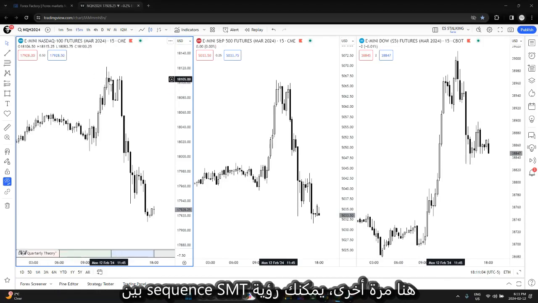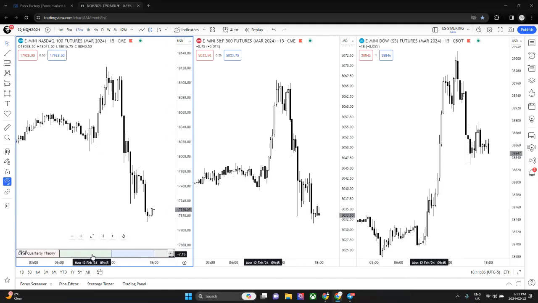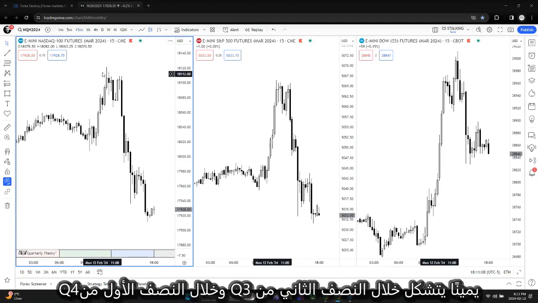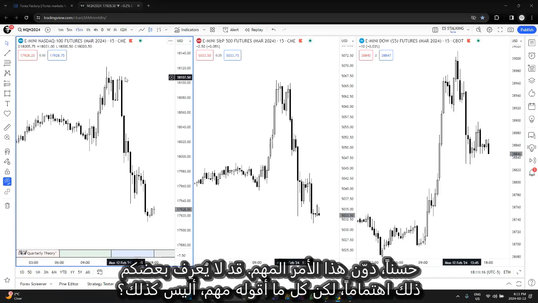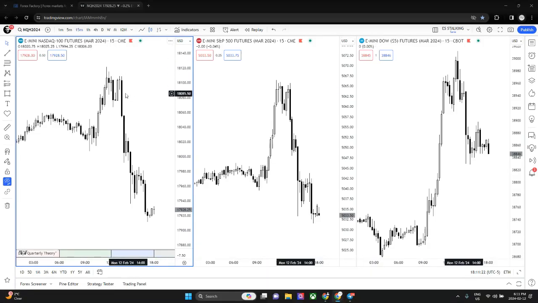So here again, you can see the sequential SMT, right, which forms within the second half of Q3 and within the first half of Q4, right? Write that down, that's important. Some of you will not pay attention to that, but everything I say is important, right?